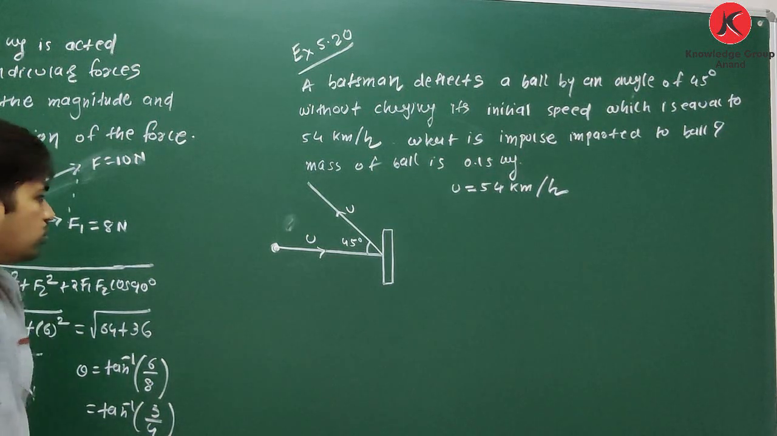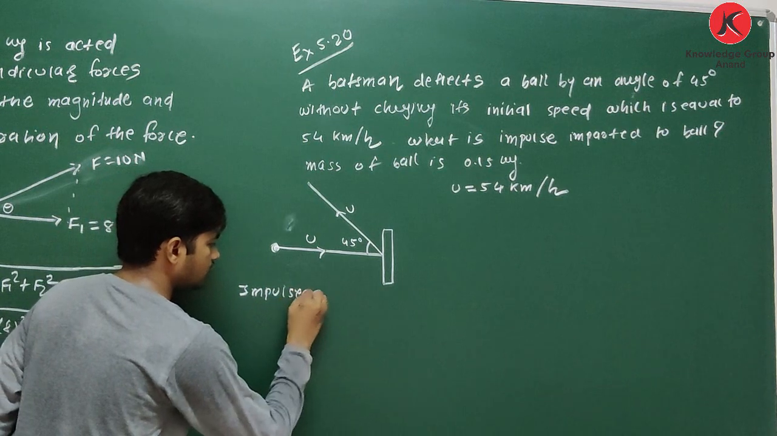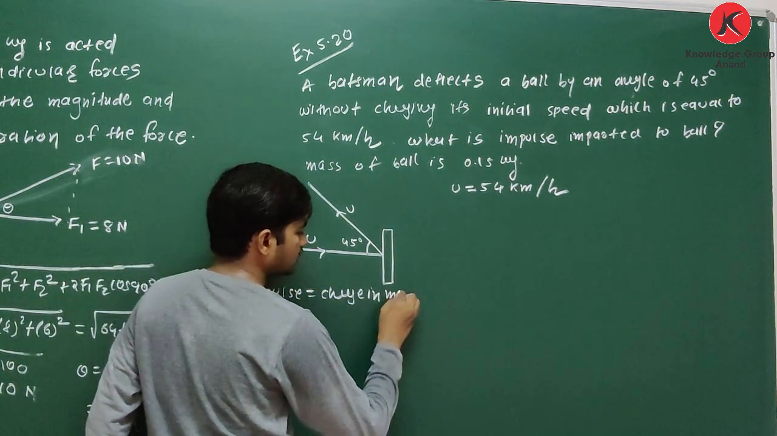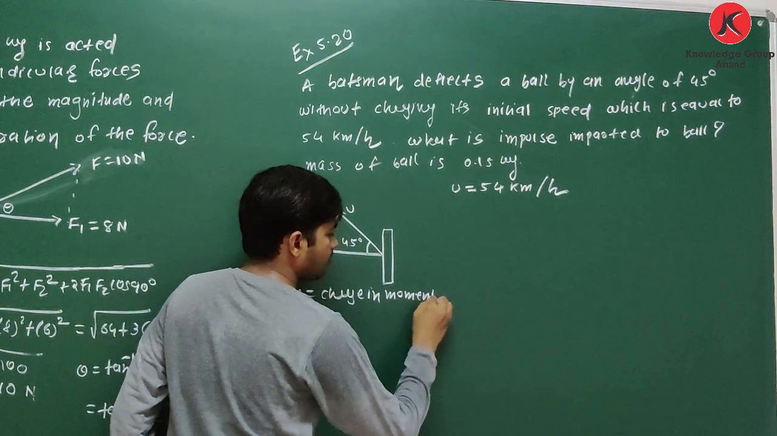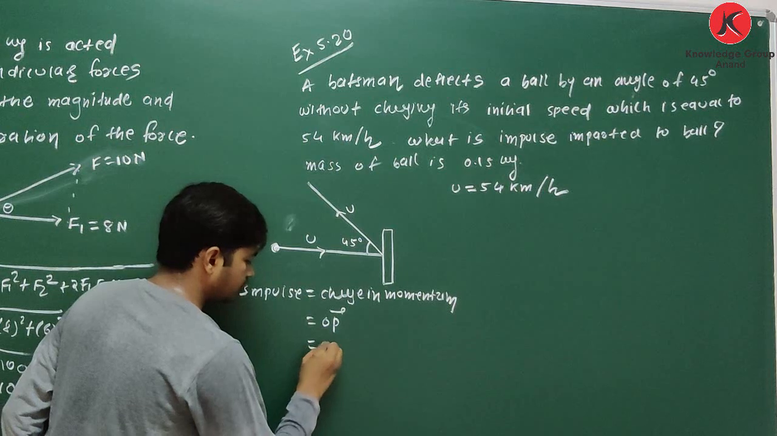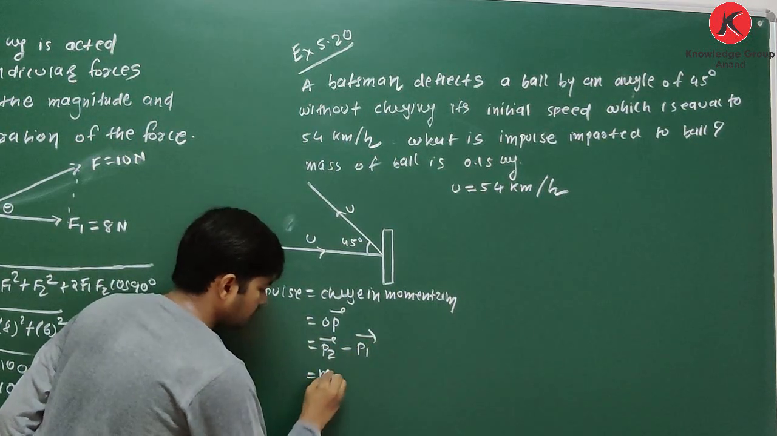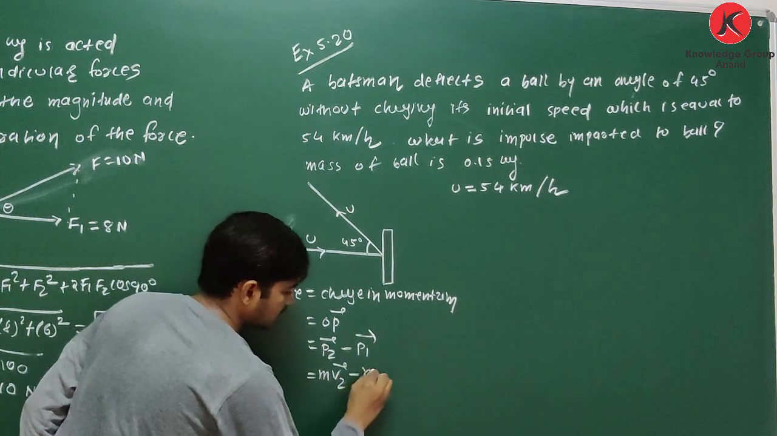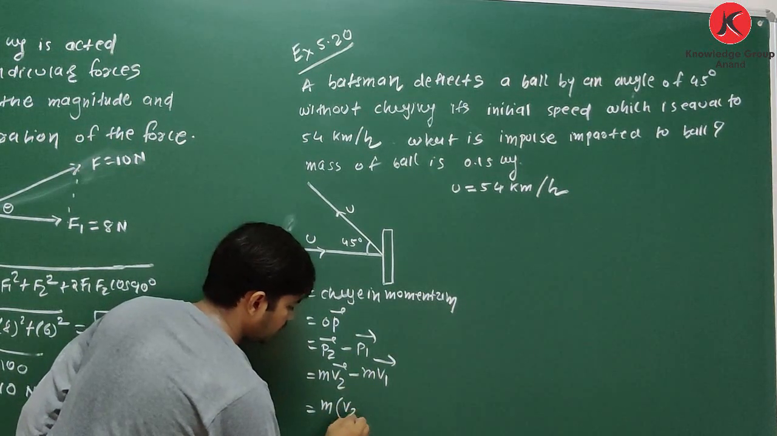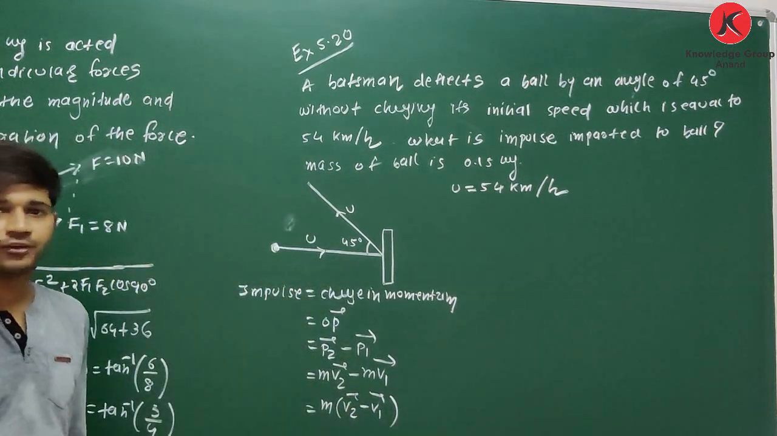We know impulse is equal to change in momentum, which is delta P, equal to final momentum minus initial momentum, which is mv2 minus mv1, which is m times (v2 minus v1). So we will find the initial velocity and final velocity.